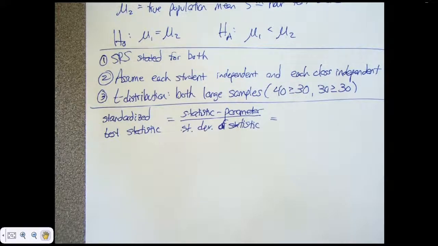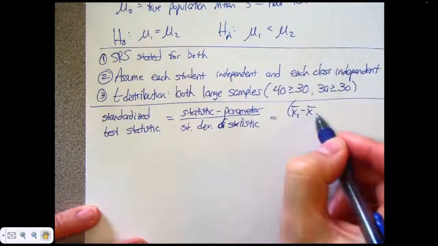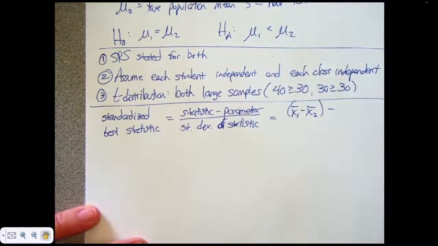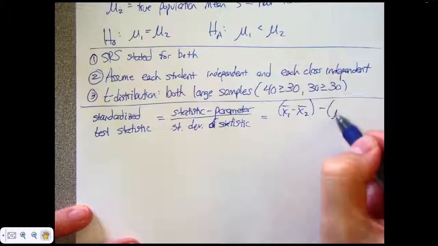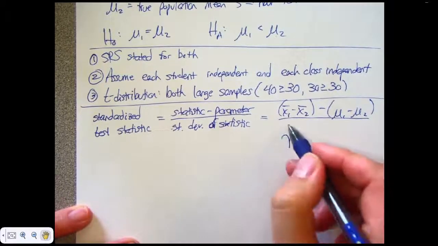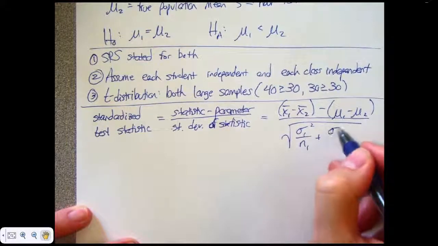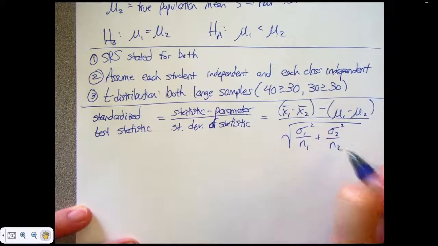And then, what is the statistic in this case? Remember, we're doing two samples. We want the difference between them. So x bar 1 minus x bar 2. And the parameter is mu1 minus mu2. And that's all over this standard deviation formula that you just copied from your formula sheet.